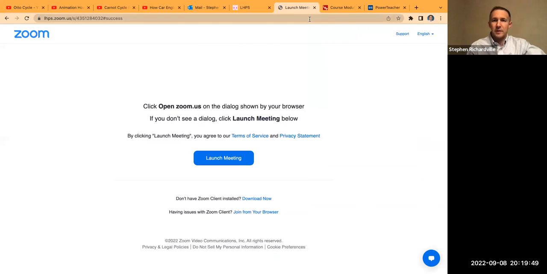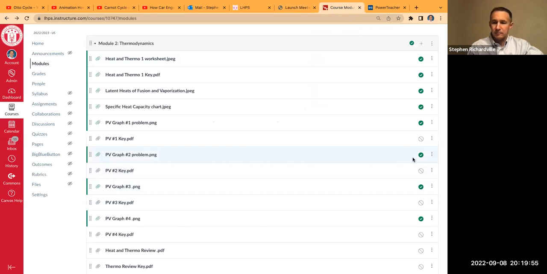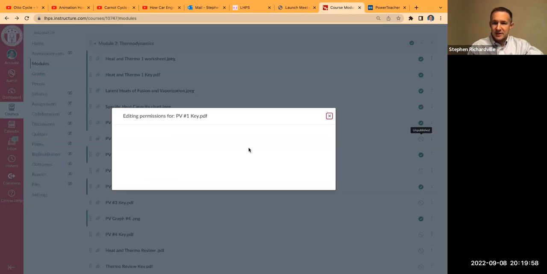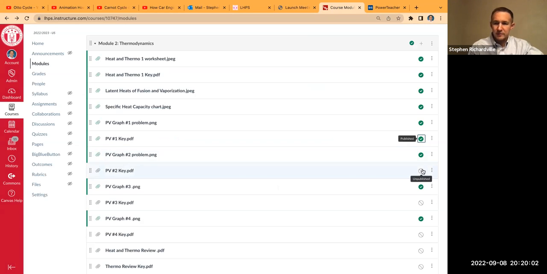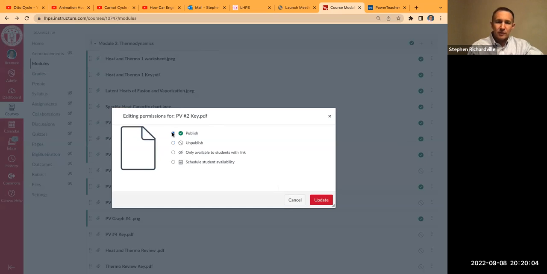Hopefully you can see that now. We're going to publish these keys for you, so they will have been published by the time you walk in. You can check them. And the deal with the keys, I'm going to go ahead and talk through them.